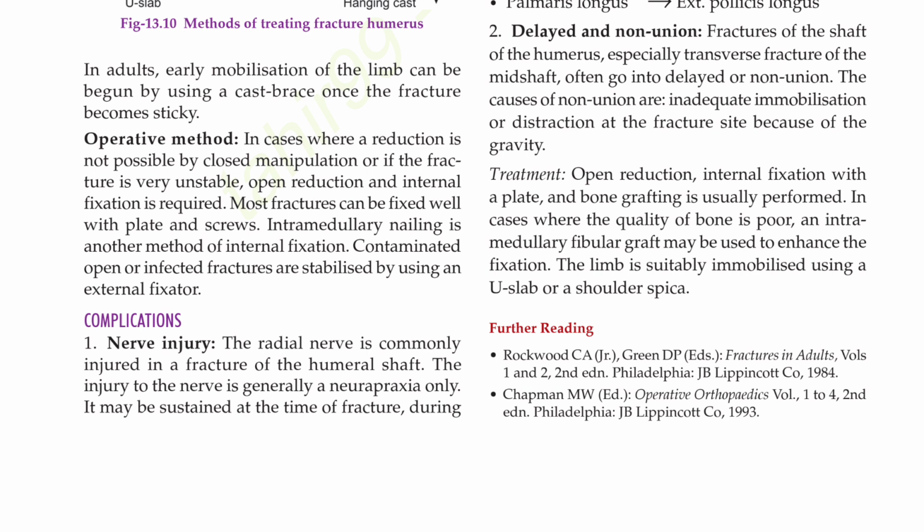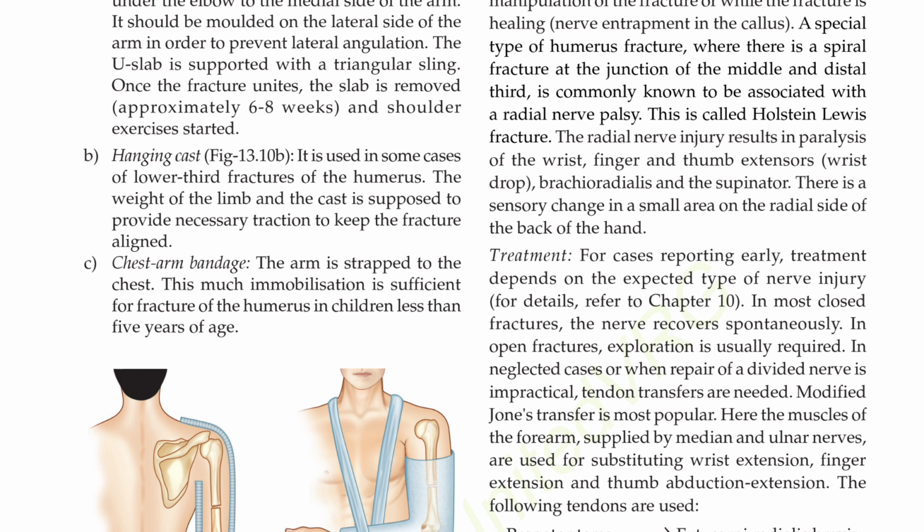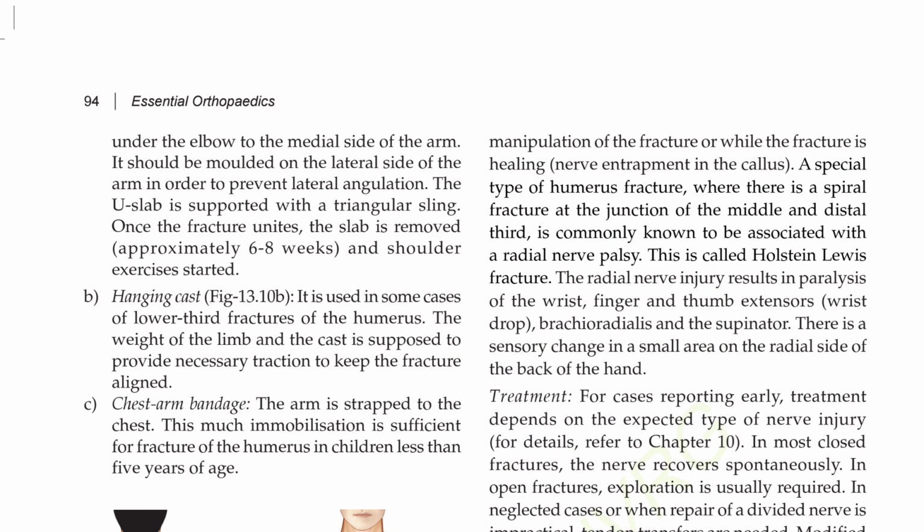After that come the complications. The complication is nerve injury. The radial nerve is commonly injured in a fracture of the humeral shaft. The injury to the nerve is generally a neuropraxia only. It may be sustained at the time of fracture, during manipulation of the fracture, or while the fracture is healing, from nerve entrapment in the callus.